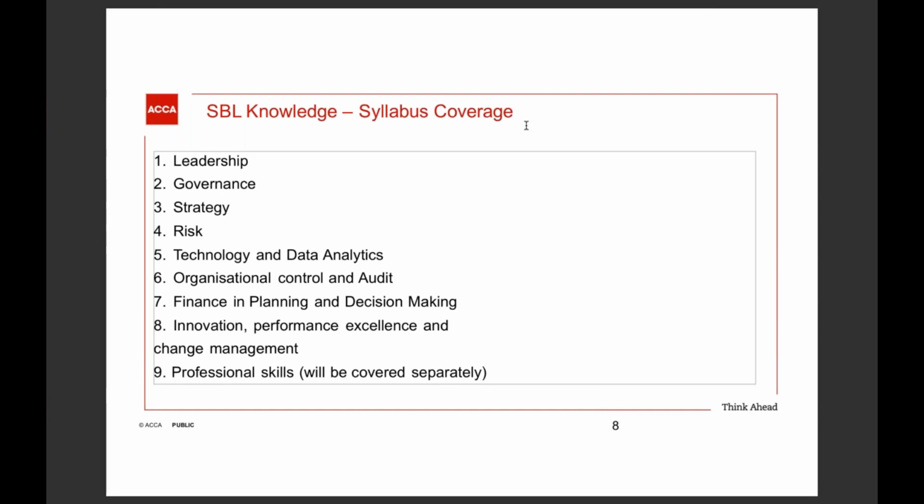When you look at the SBL knowledge and syllabus coverage, you know that there are 9 areas being covered. Eight are the technical knowledge, covering leadership, governance, strategy, risk, technology and data analytics, organizational control and audit, finance, planning and decision making, innovation, performance excellence, and change management. Finally, the 9th is your professional skill, which I will be covering separately.